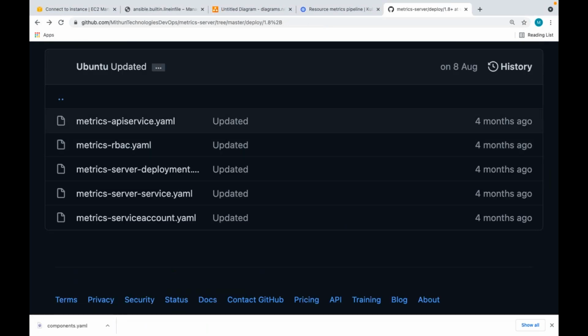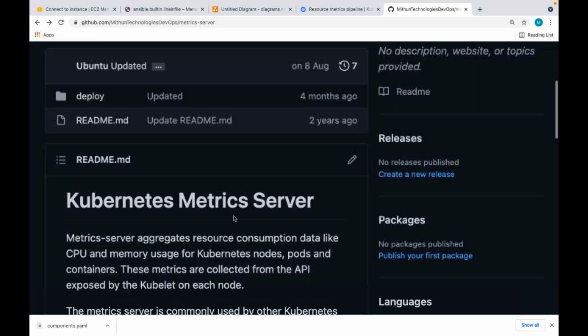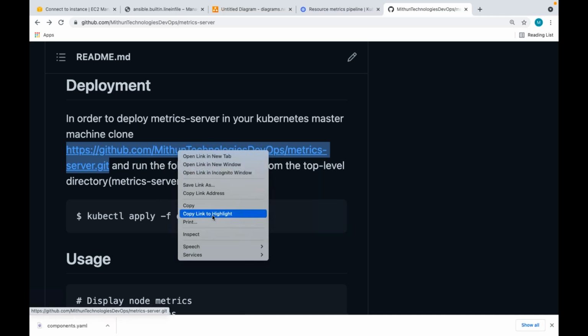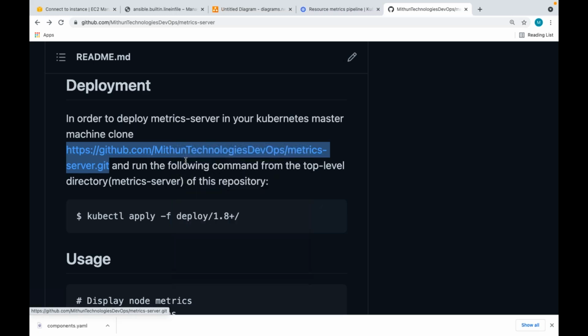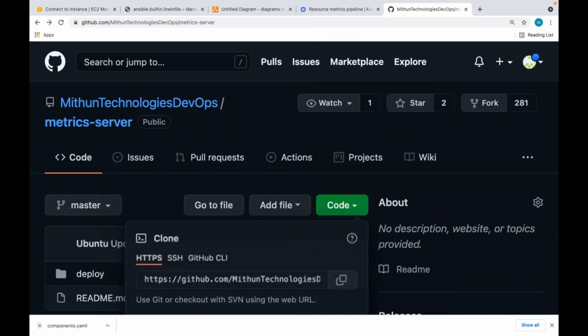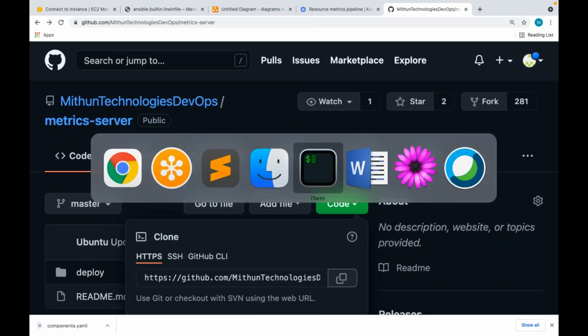Now you guys can use this also to deploy. You can follow these instructions and apply. Now I'm just downloading those files from GitHub to the server where I have kubectl installed. I'm going to clone those files into the server where I have kubectl installed.